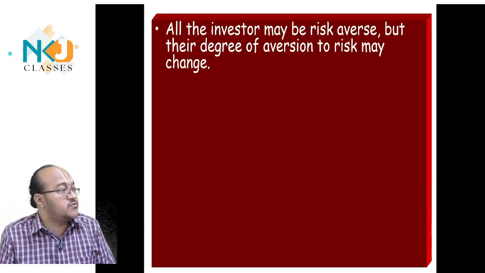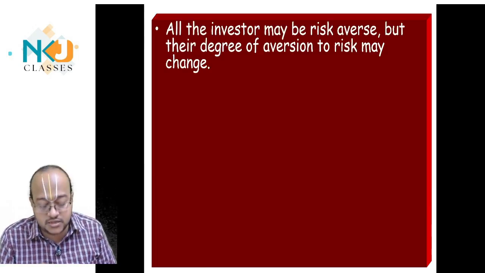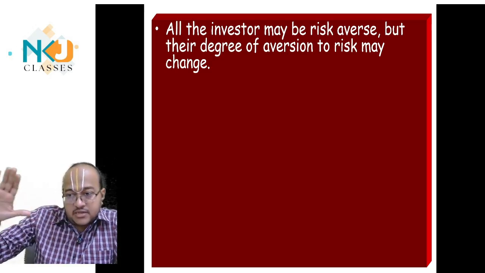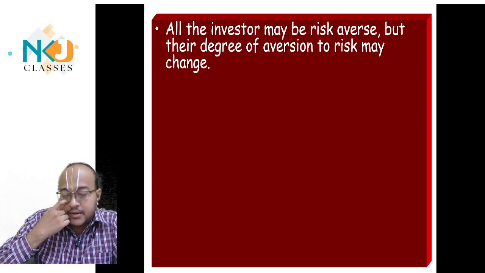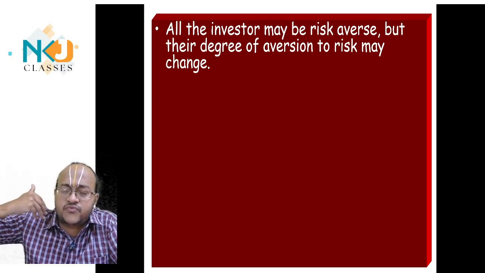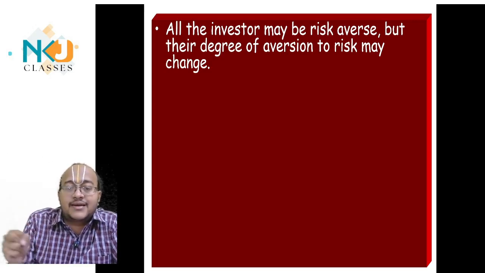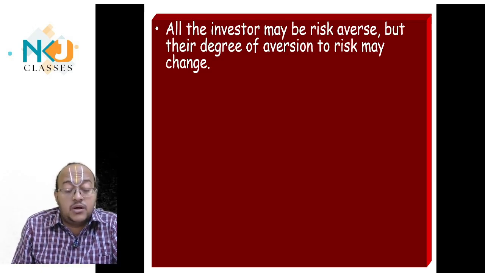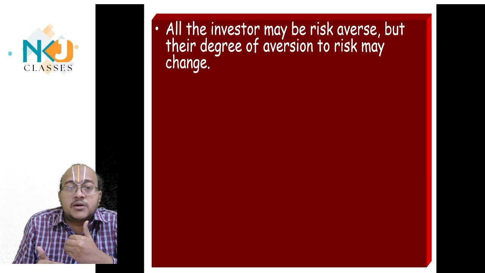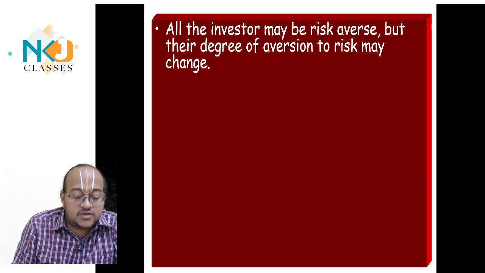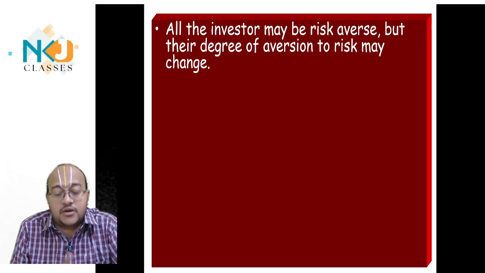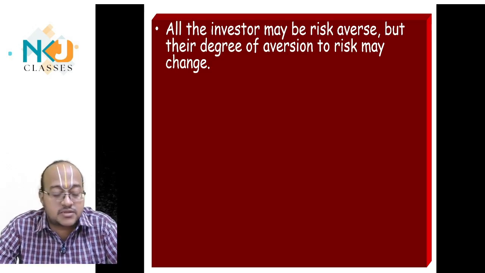All the investors may be risk averse, but their degree of aversion to risk may change. Now see, next discussion. All the persons in the market generally are risk averse. We concluded that, correct? I showed you how they require a premium to take higher risk. They will ask for a higher premium as compensation for undertaking a higher degree of risk. That is correct. Now, how much compensation they need will depend on how risk averse they are. All the investors may be risk averse generally, but the degree of aversion will differ from person to person.